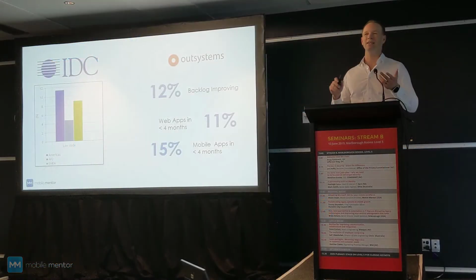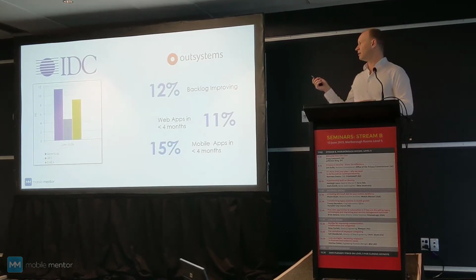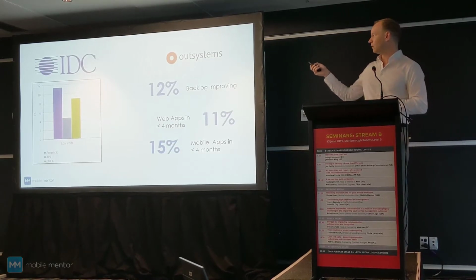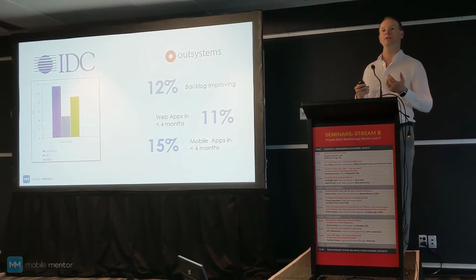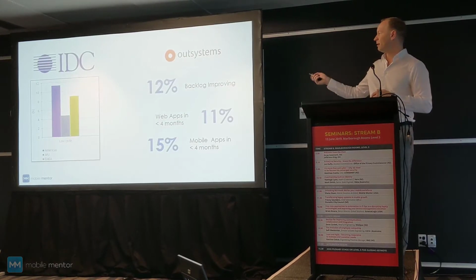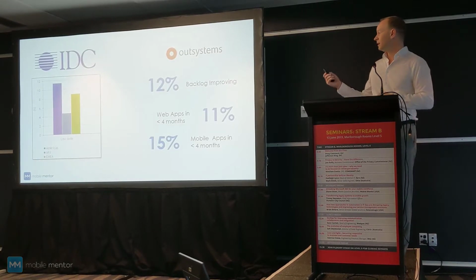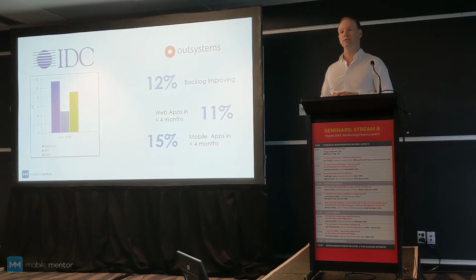Now, they make a competing low-code platform to Power Apps, but they're showing that companies who have adopted low-code are able to show a 12% improvement on their backlog, so they're clearing their backlog better than companies that are not using low-code. They're able to get web apps done in less than 4 months at an 11% advantage, and they're actually able to get mobile apps done in less than 4 months at a 15% advantage.